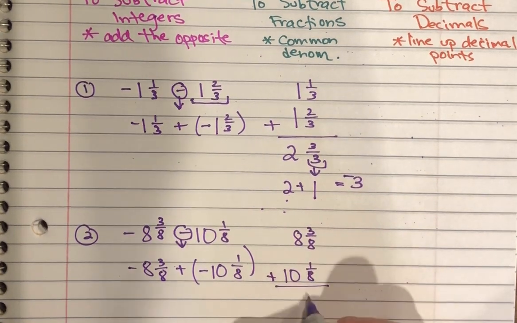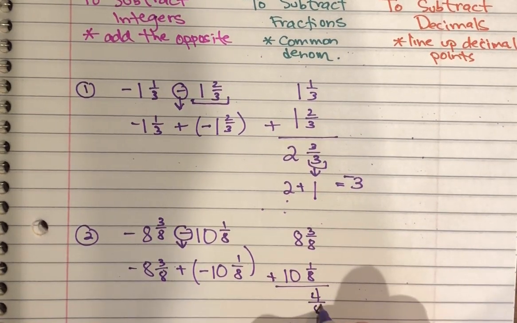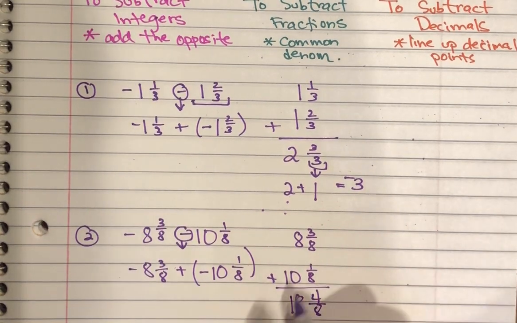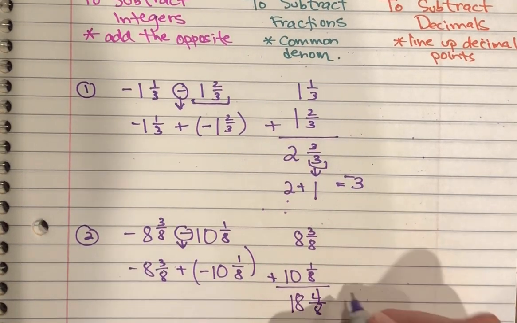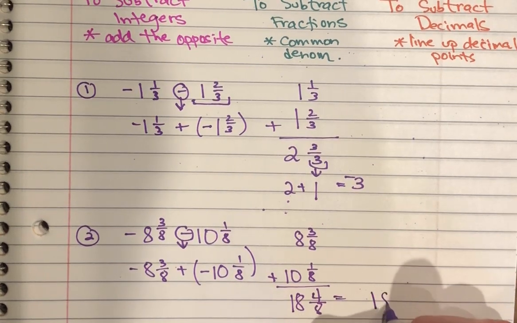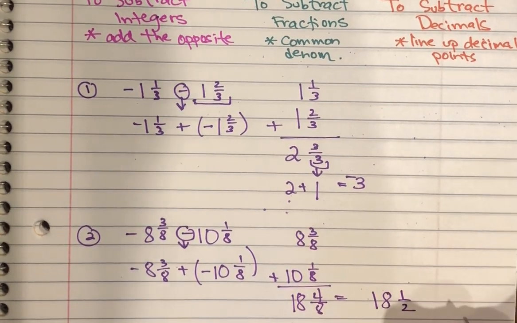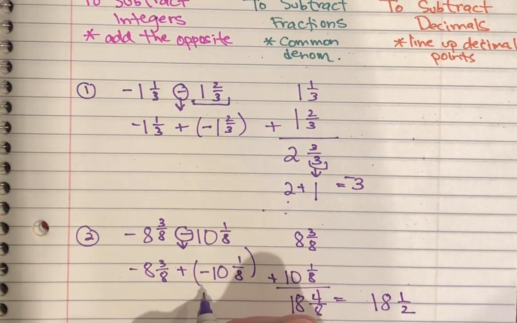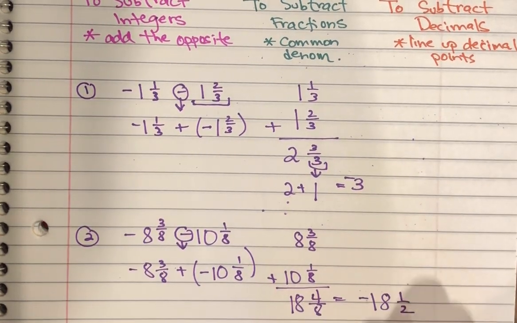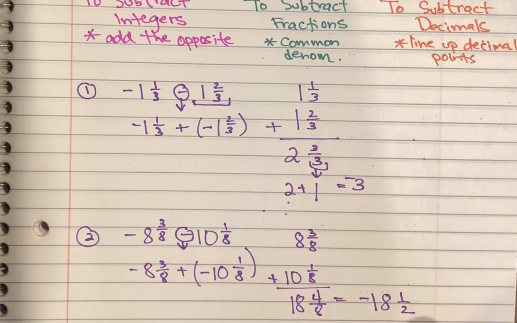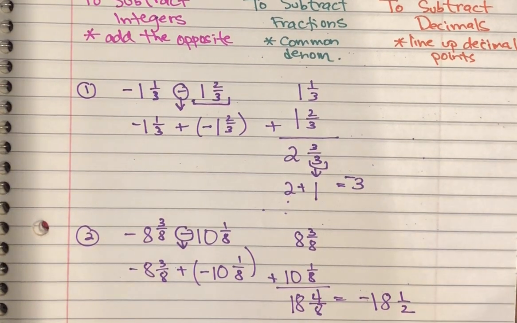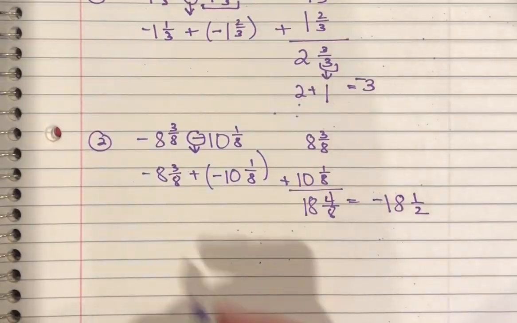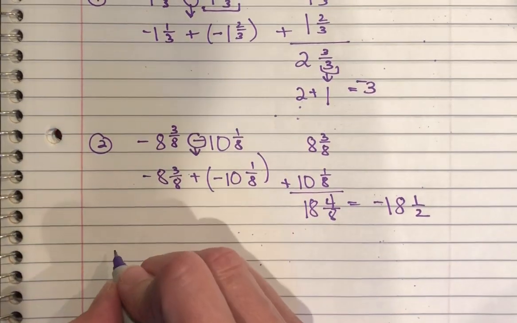3/8 and 1/8 makes 4/8. 10 plus 8 is 18. 18 and 4/8 reduces to 18 1/2. Again, these were both amounts that we owe, which means we owe a total of 18 1/2. Okay, let's apply that same concept to decimals with number 3.